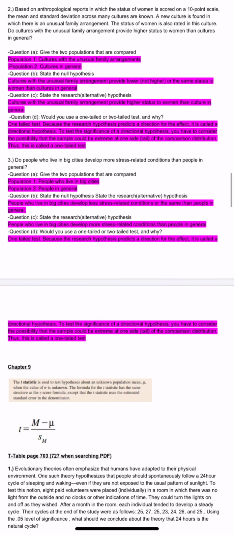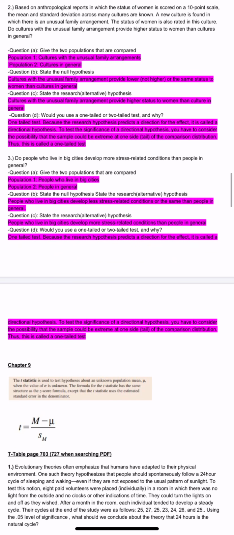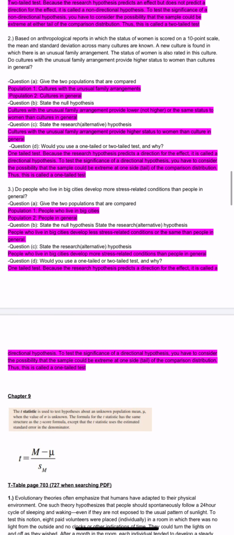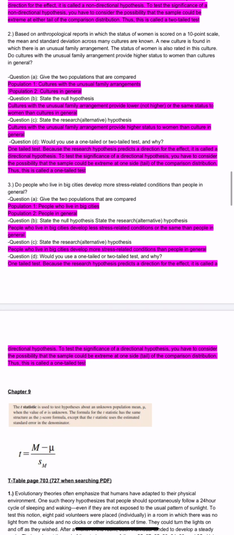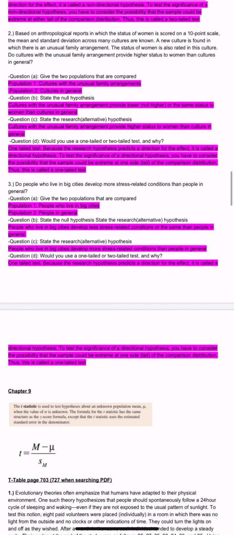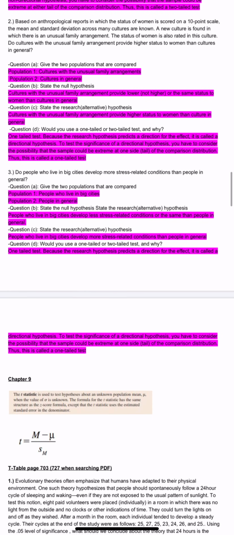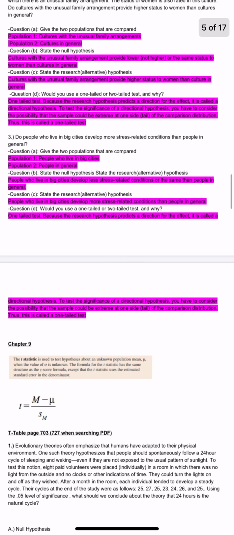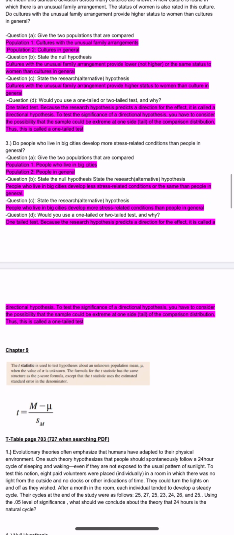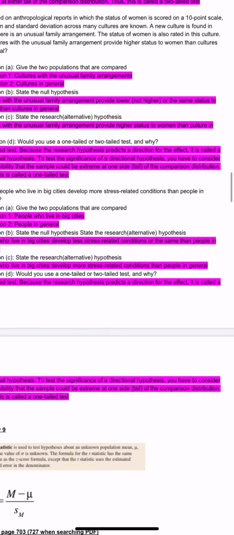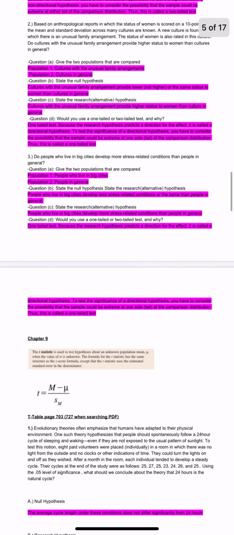State the null hypothesis. Cultures with unusual family arrangements provide lower, not higher, or the same status to women than cultures in general. So when you're stating the null on a directional hypothesis, you want to give the opposite of what the research is looking for, or the same. So we're looking for higher status, so we want to mention arrangement will provide lower, not higher, or the same. And then the research: cultures with unusual family arrangements provide higher status to women than cultures in general. And this is a one-tailed test, and we know why, because of this word higher status that we're looking for.